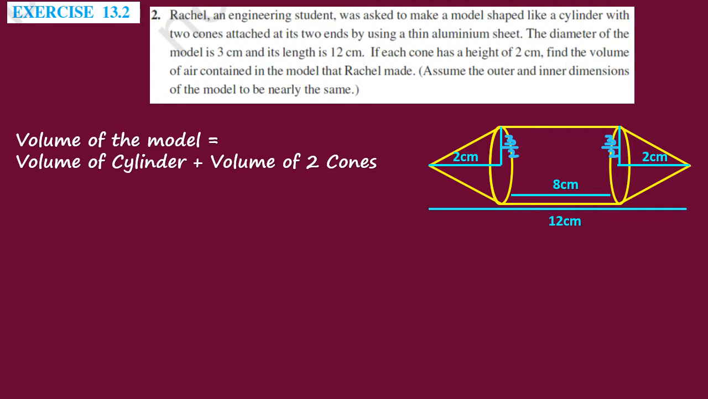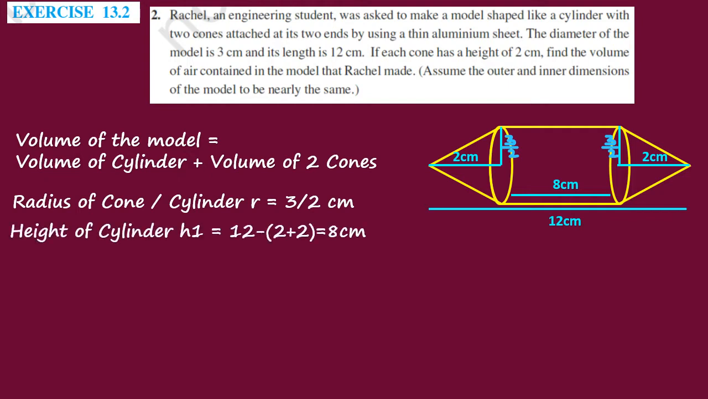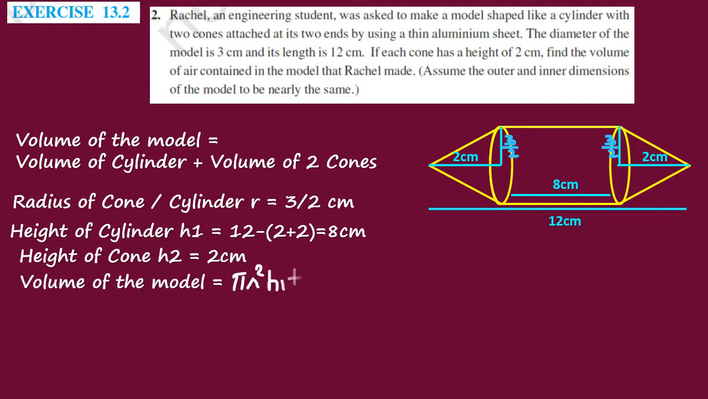Now the volume of the model equals volume of cylinder plus volume of two cones. So radius of cone and cylinder is the same, it is 3 by 2, and height of the cylinder is 8 centimeter. Height of the cone is 2 centimeter. So let us apply the values in the formula. Volume of cylinder is pi r square H1 plus 2 into volume of cone, so 2 into 1 by 3 pi r square H2.